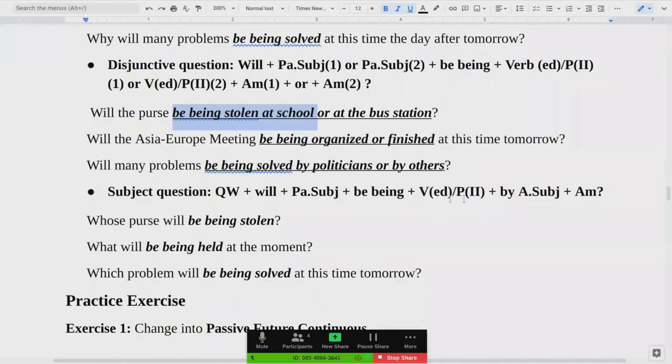And subject questions: whose, what, which. Also, we need WH questions here. Whose purse, what will be being held, and which problem will be being solved. And these are subject questions.